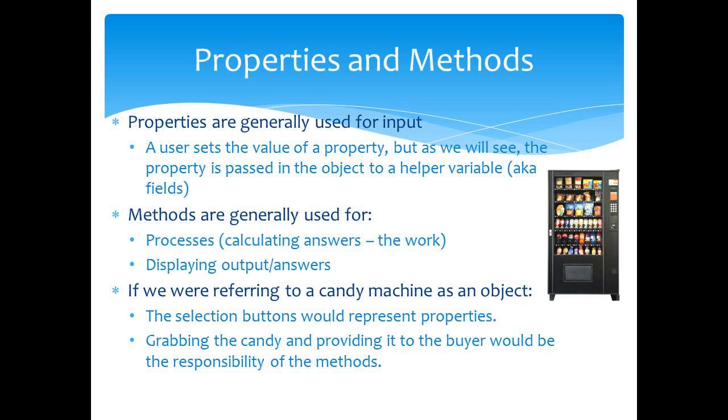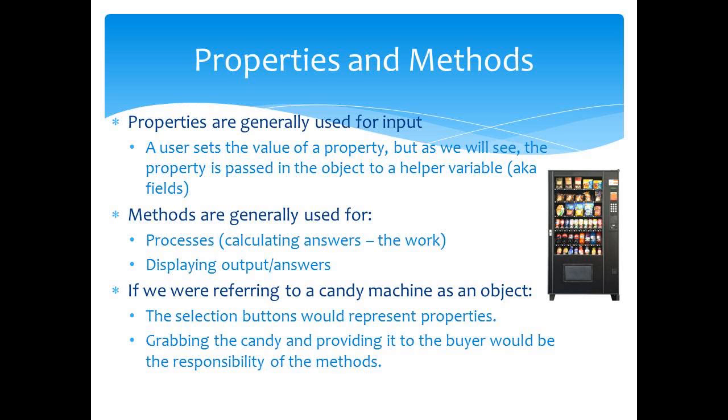A user sets the value of a property, but as we're going to see, the property is passed to the object to what we call a helper variable. As we will find out soon, properties are used for just a very, very brief moment, just to interface with the person using your object. But internal to your object, you will not use properties. I'll explain that in a minute.